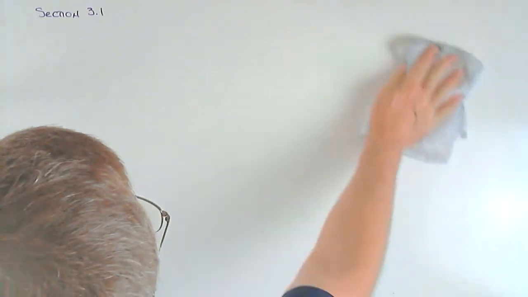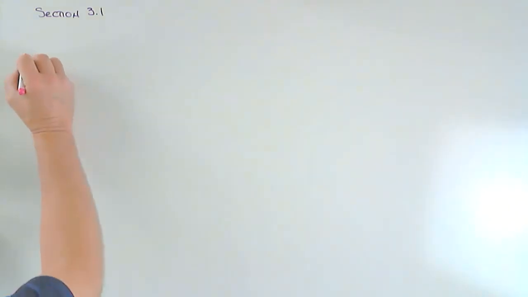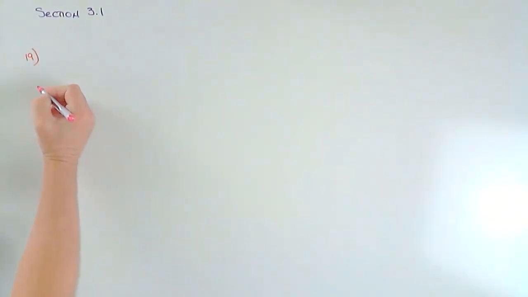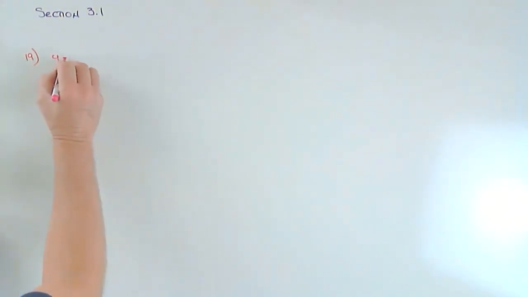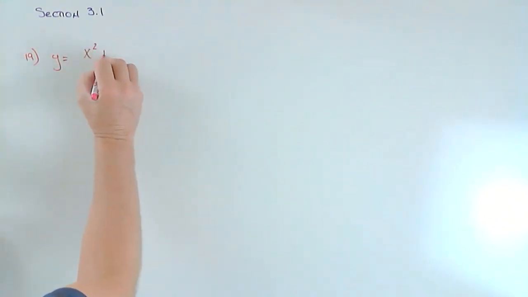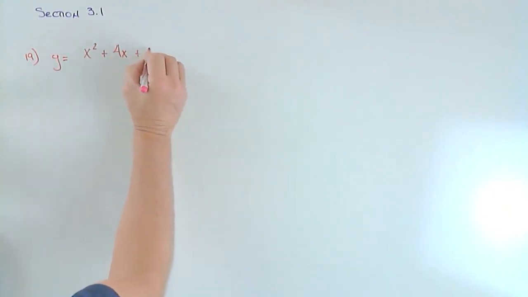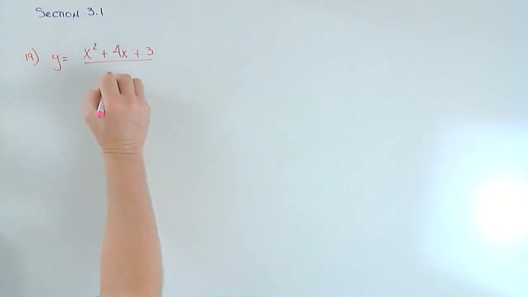Well, just like problem 10 required us to multiply before we could move forward, problem number 19 requires us to divide before we can move forward. So problem 19 says y equals x squared plus 4x plus 3 divided by the square root of x.